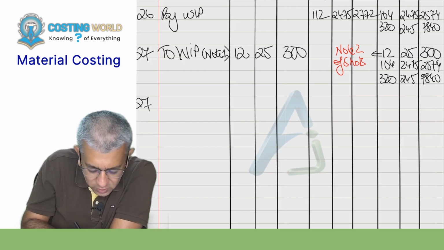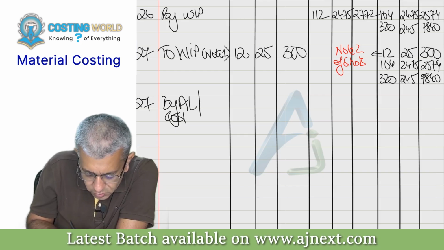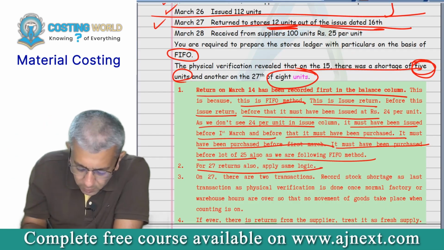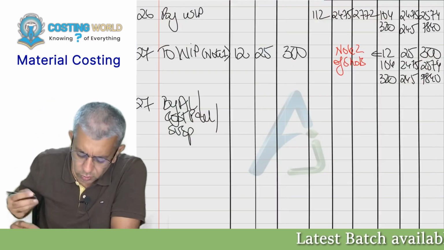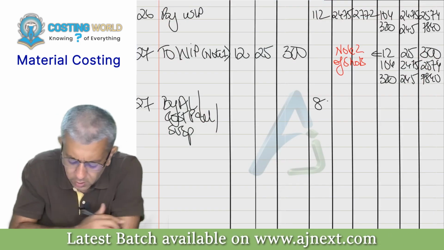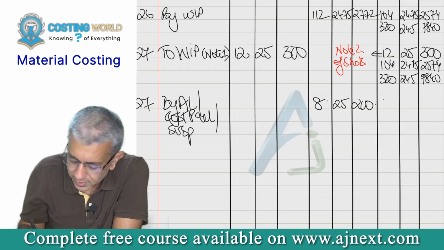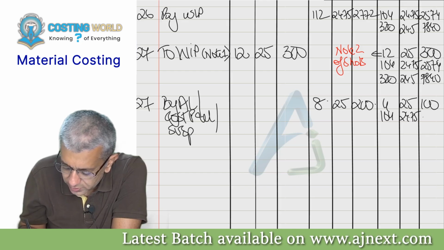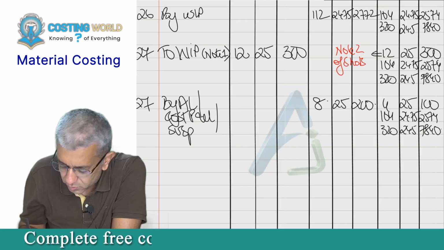Now 27, there is one other transaction also, that's stock shortage. So therefore entry will be by abnormal loss, costing P&L and suspense account. So therefore that particular thing is of how many units here? 8 units. So this comes on receipts or issue side, beta? Issue side. So therefore 8 units. Now 8, the rate will be determined by the method, right? So therefore it will be 25, 200. Left is 4, 2500. 104, 24.75, 2574, 320, 24.5, 7840.